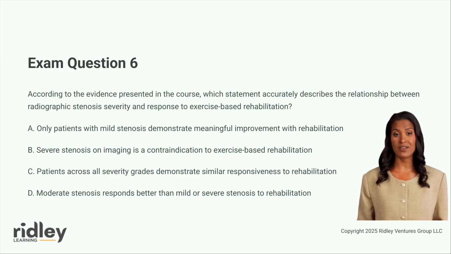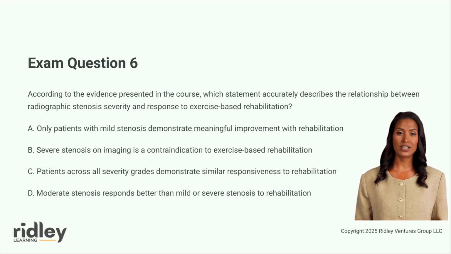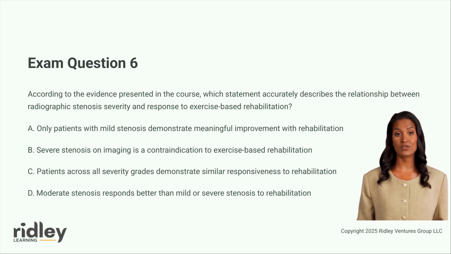Patients classified as having mild, moderate, or severe stenosis all showed similar patterns of improvement when provided appropriate exercise-based intervention. This finding has important clinical implications. It supports offering comprehensive rehabilitation to all patients, regardless of their imaging findings, and challenges the practice of using severe structural narrowing as a criterion to exclude patients from conservative treatment trials.